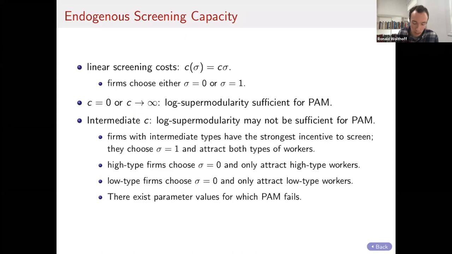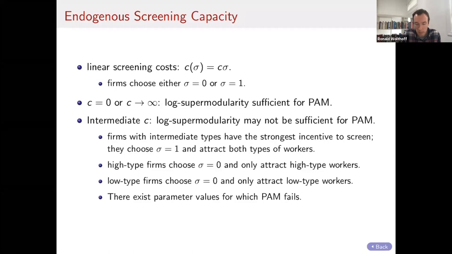The reason here is that it's the firms with intermediate types that actually have the strongest incentive to invest in screening. The high type firms, if they're really keen on getting high type workers, can just post W1 equal to zero and ensure that they only have high type workers. It's the firms in the middle that are going to attract a combination of low and high types, and so they really need to do the ex post screening. So it's those firms that choose sigma equal to one, whereas high type firms choose sigma equal to zero but set wages in such a way that they only attract high types, in which case there's no need for ex post screening anymore. And the low type firms only attract the low types here.